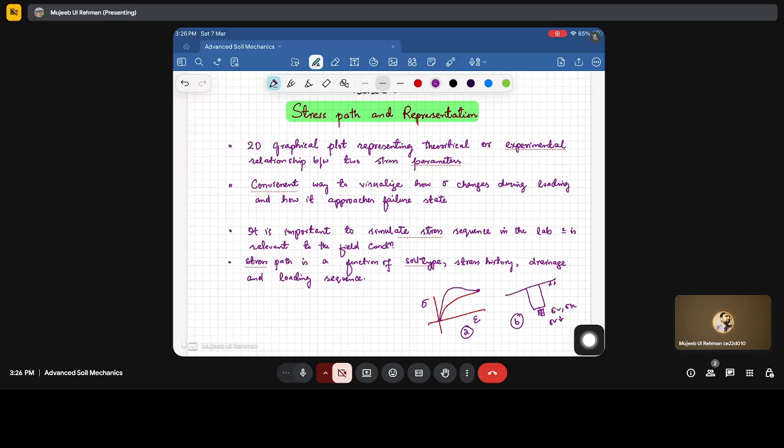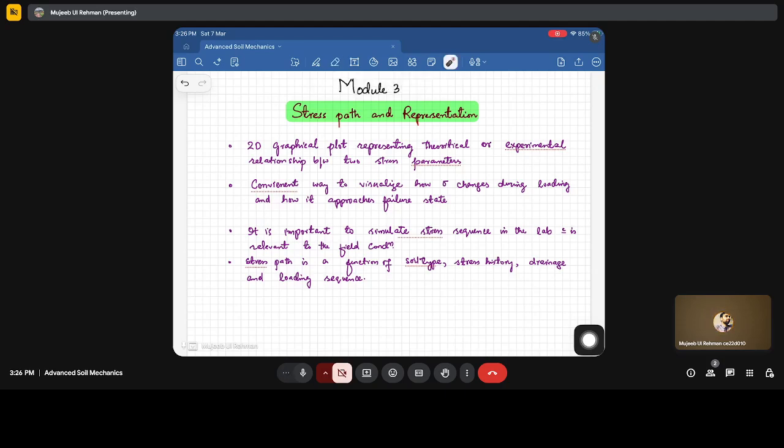to determine the behavior of the soil, how it has reached the failure, and to replicate any field condition in the laboratory, we need a knowledge of the stress paths. So what is a stress path actually? It's a 2D graphical plot representing, theoretically or experimentally, the relation between two stress parameters. It's actually a 2D plot which relates the two stress parameters.